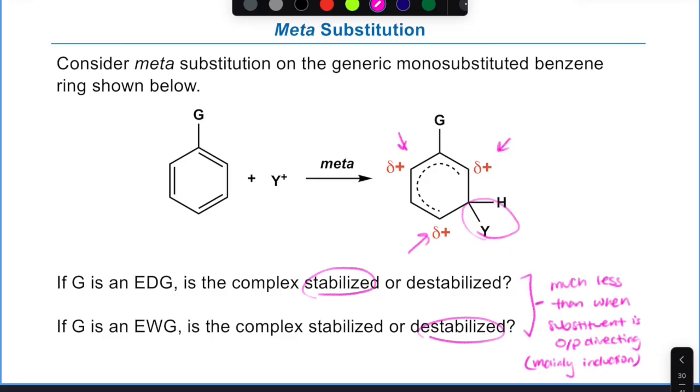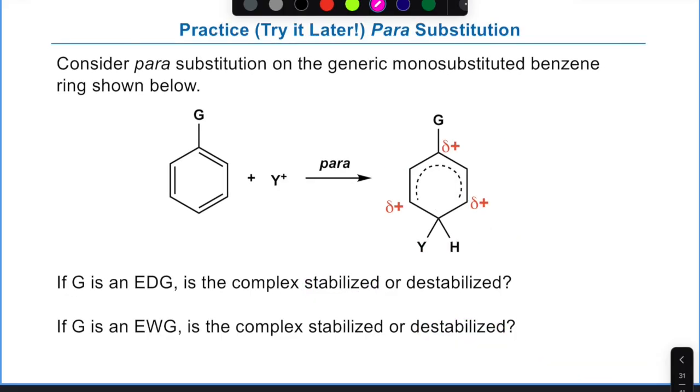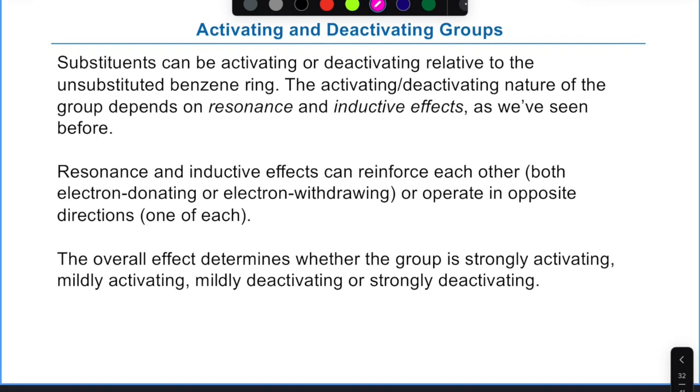So this is what you're going to do on your own. Try para substitution. It should be pretty similar to ortho substitution. Go through, if it's a donating group, is it stabilized or destabilized? Same with a withdrawing group. So activating and deactivating groups, I think this concept is really solid to understand, so hopefully it won't be too big of a problem.